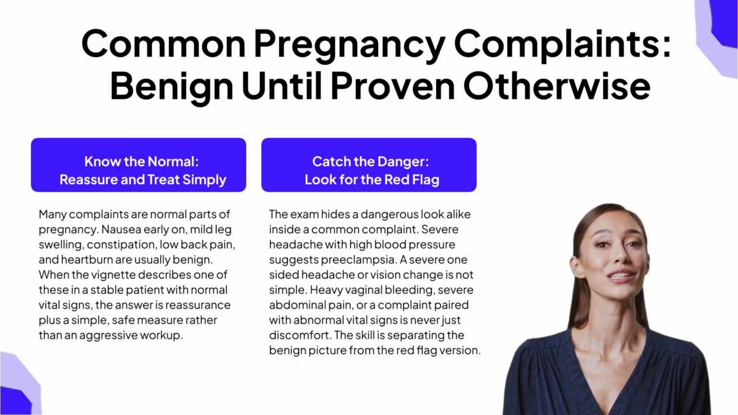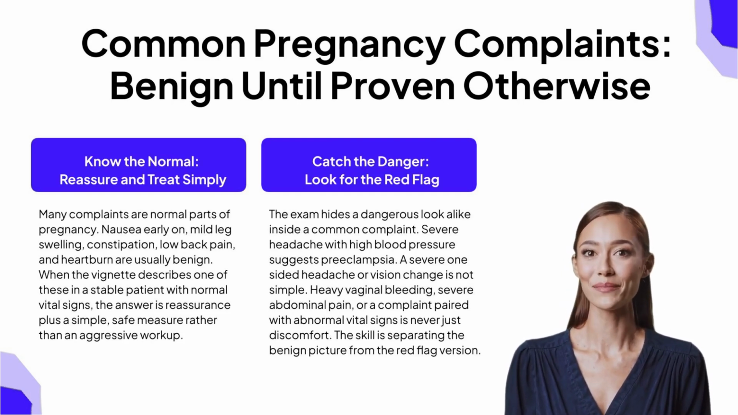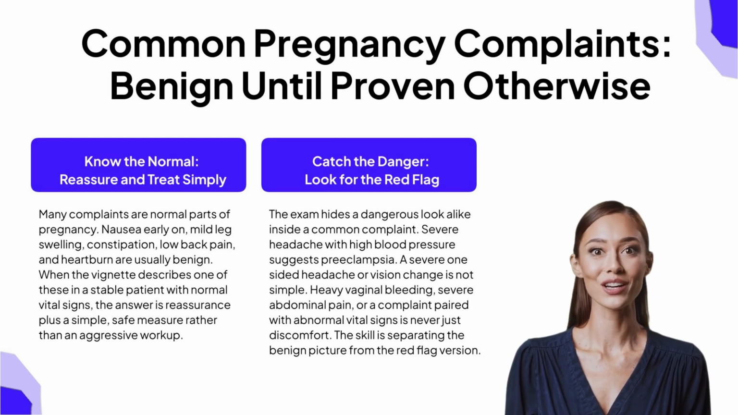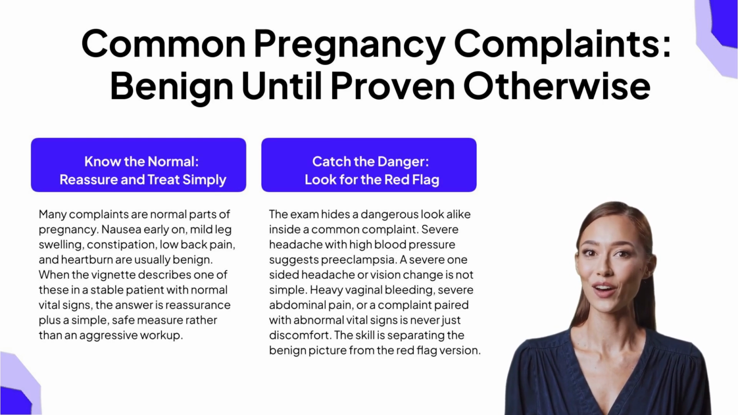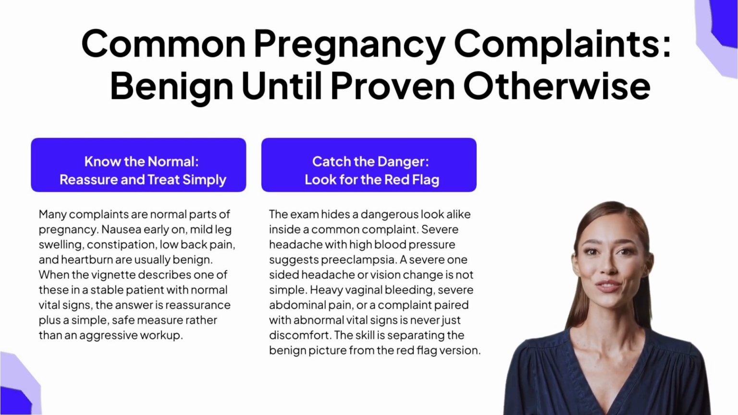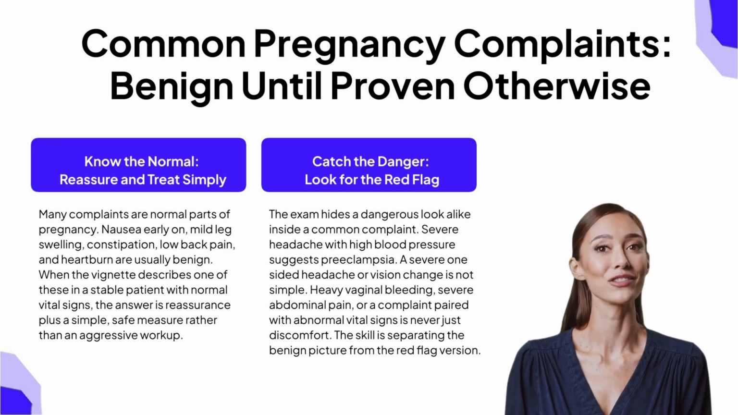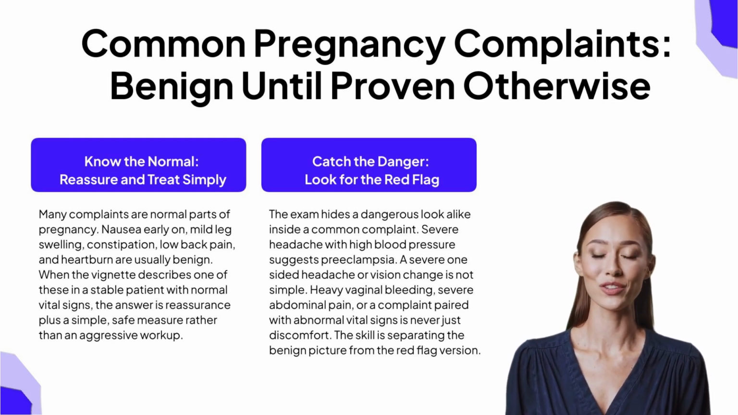Our last theme is common pregnancy complaints, and the test-taking pearl here is to treat them as benign until proven otherwise. First, know what normal looks like and be ready to reassure and treat simply. Nausea early in pregnancy, mild swelling of the legs, constipation, low back pain, and heartburn are all common and usually harmless. When the vignette describes one of these in a stable patient whose vital signs are normal, the correct answer is reassurance plus a simple, safe first measure, such as a dietary change or a pregnancy-safe remedy, rather than ordering imaging or admitting the patient. The expensive workup is almost always the trap.